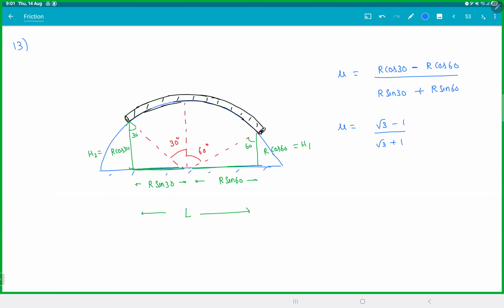All clear with this? So you want the horizontal distance between the ends and the difference in height between the two ends.